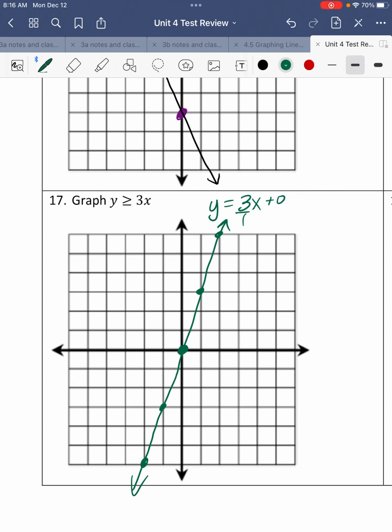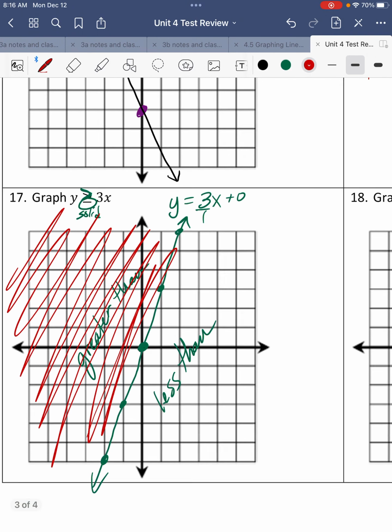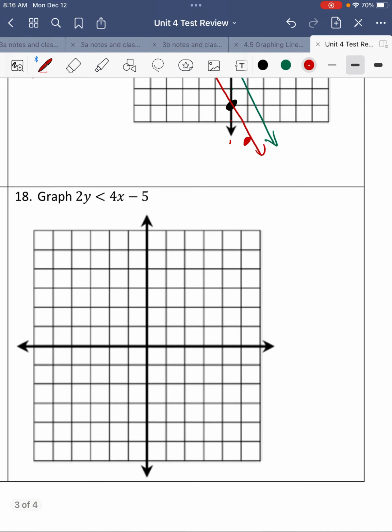Oh, I went to a solid line. Luckily, it is a solid line because equal to means solid. Equal to, and then greater than symbol. Greater means shade above. So this is greater than. This is above the line. And if it was a less than, it would be over on the right side. So greater than, shade above. So we're just shading above. Any coordinate in that shaded area or on the line is a solution.